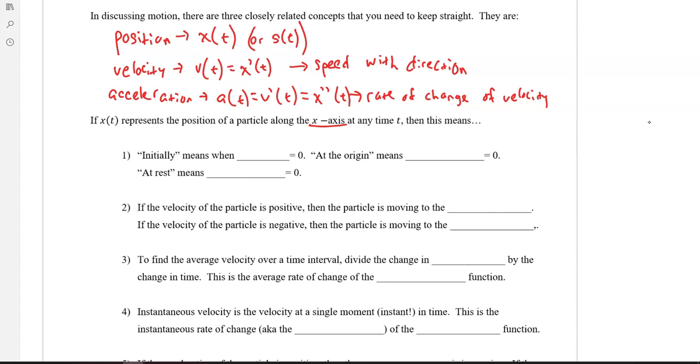At any time t, this means what? Initially would mean when t is equal to 0. Initially would be when we start, so that's when time would be 0. At the origin then, if the particle is at the origin, that would mean x of t, the position, would be equal to 0 because we're starting at the origin.